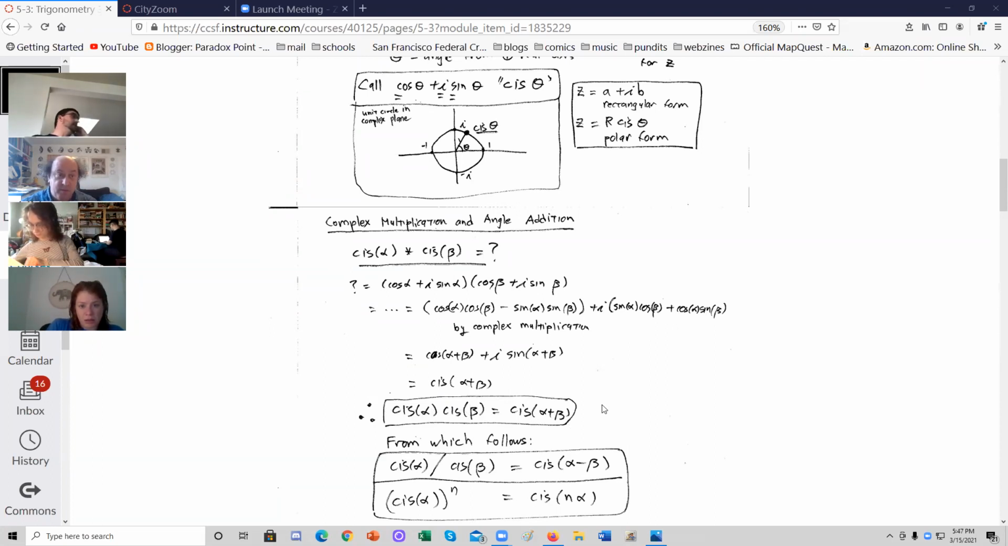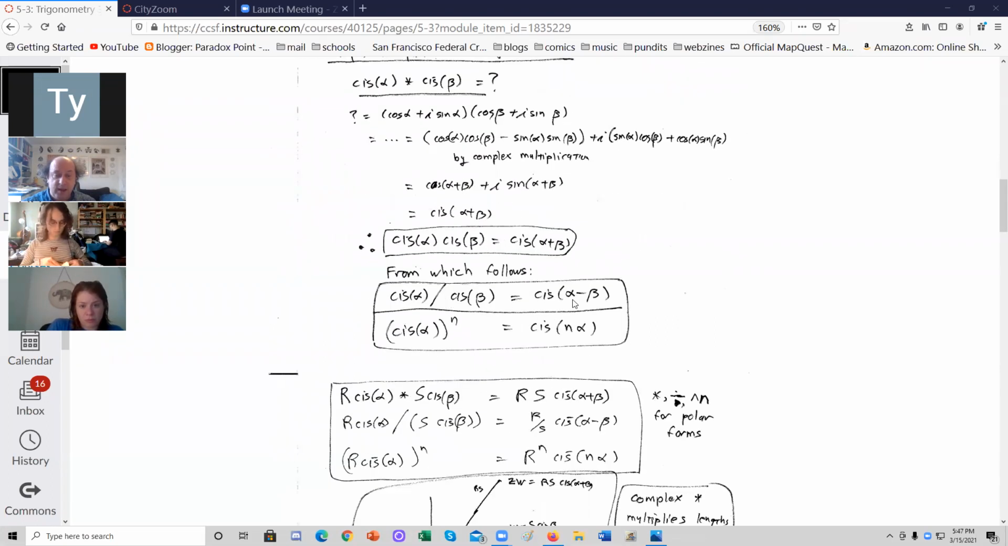That makes it very simple. Multiplying these cis's is really quite simple. You just add the angles. And just like multiplying cis's adds the angles, dividing the cis's subtracts the angles. Cis alpha over cis beta is cis of alpha minus beta. And a power of a cis, well, a power is a repeated multiplication. That turns into a repeated addition, which is multiplication. Cis alpha to the nth power is cis of n alpha.